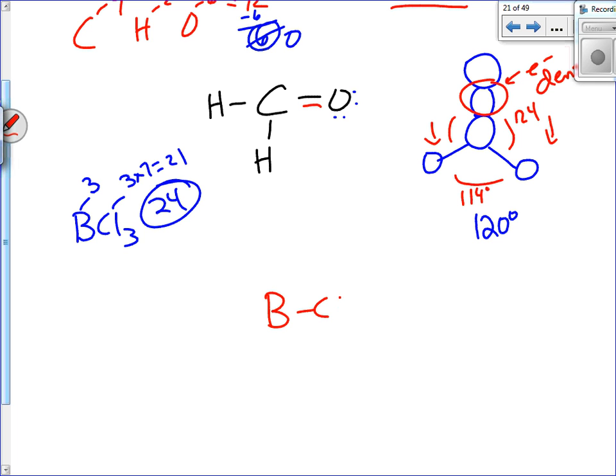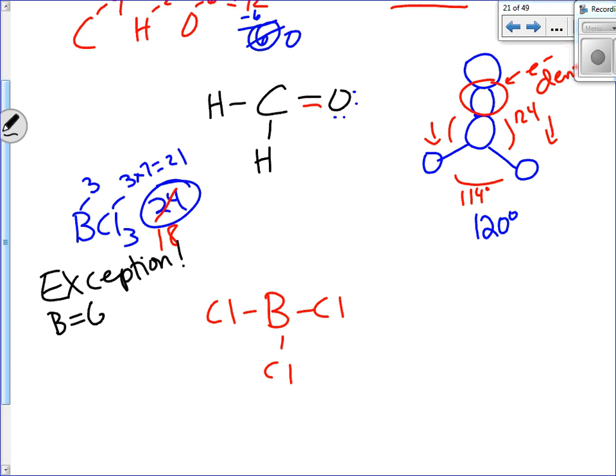Boron. Attach your ligands. Right? How many did I use now? 6, so I have 18 left. Now, boron already has 6. Remember, this is an exception. So write that down. Boron only wants the 6. So where do the other 18 need to go? On the Cls.